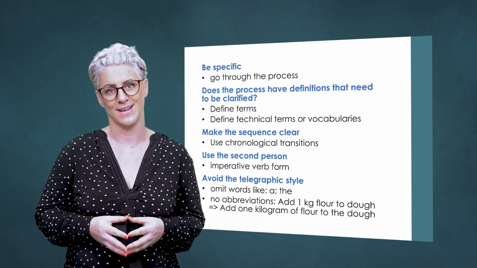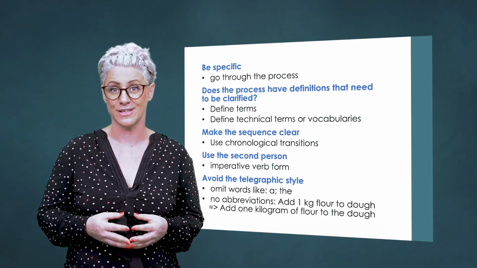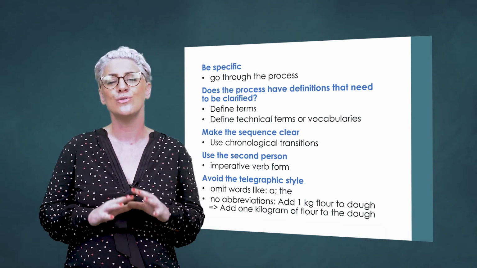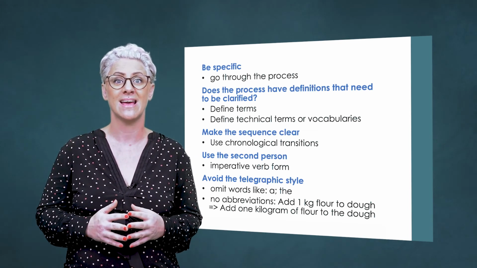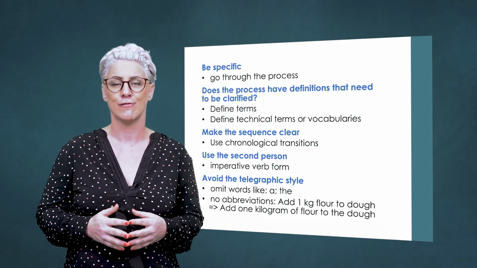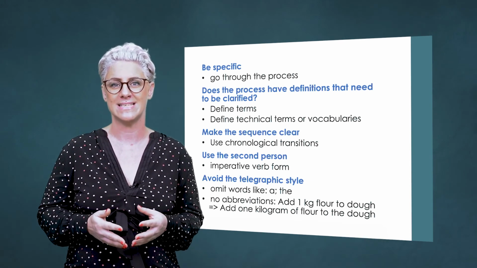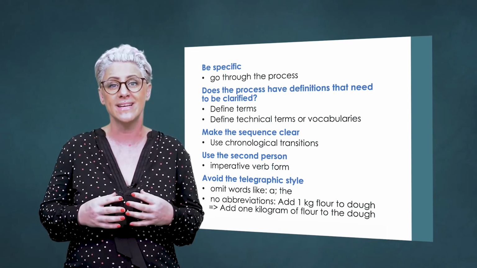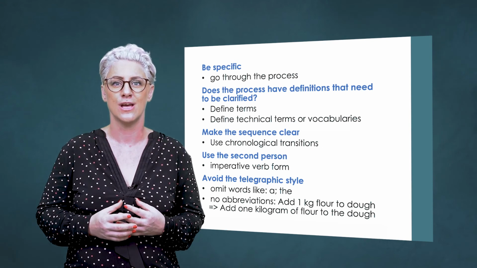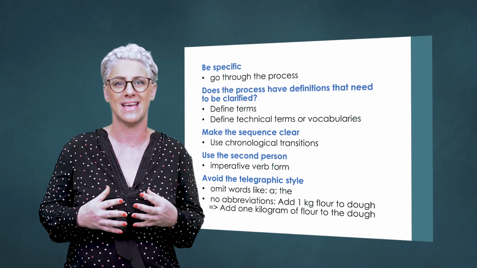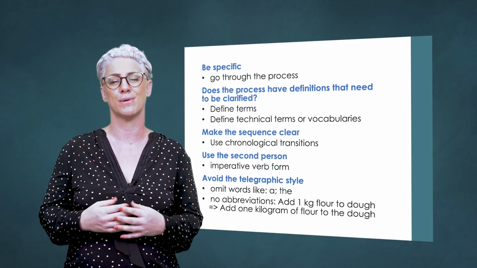Avoid telegraphic style. To ensure readers will be able to understand the instructions, do not omit words like a and the, and do not rely on abbreviations. For example, instead of writing add 1 kg flour to dough, write add 1 kilogram of flour to the dough. Following these tactics will help you write adequate instructions for your process essay.